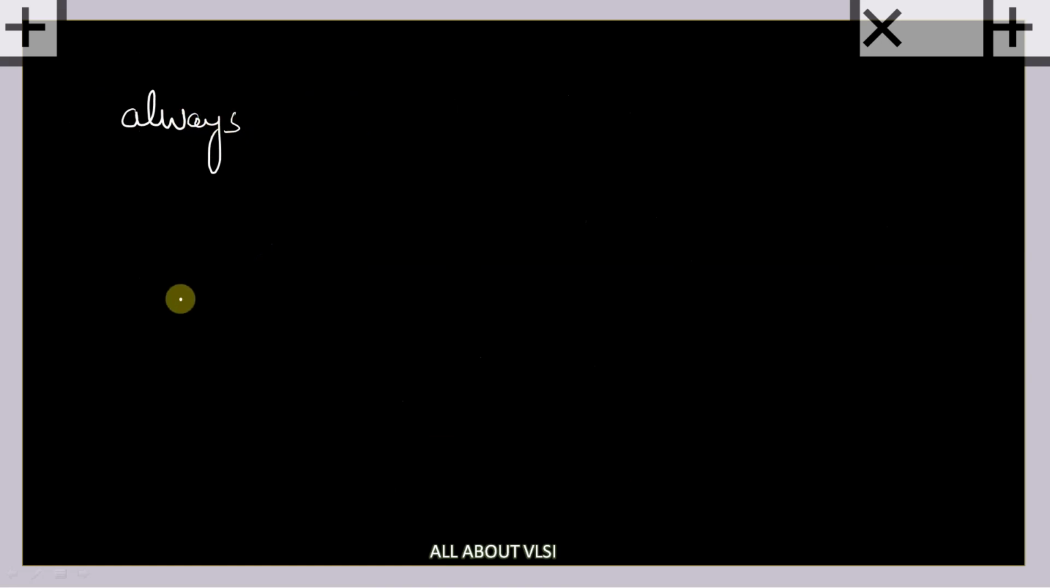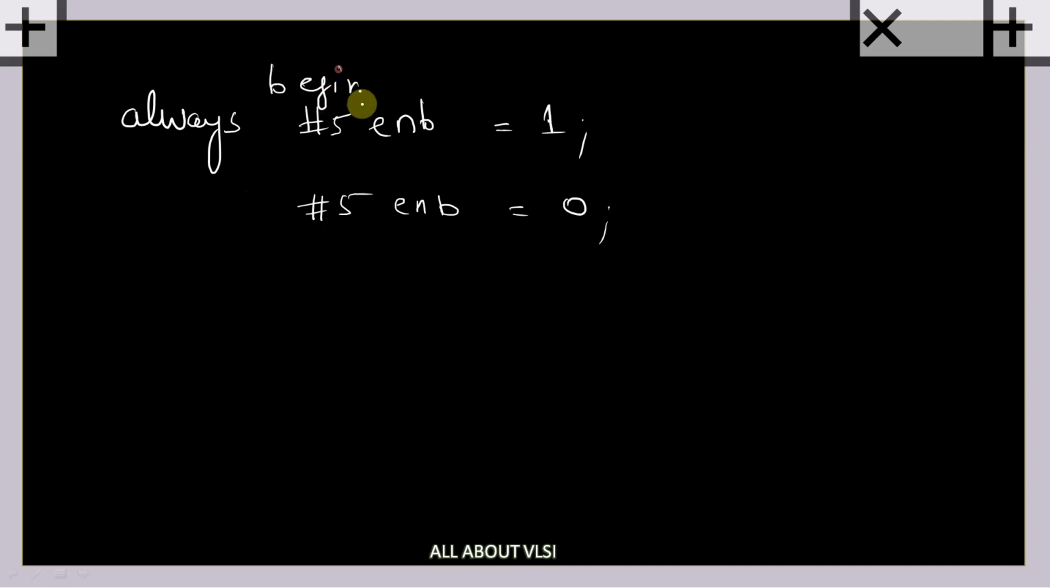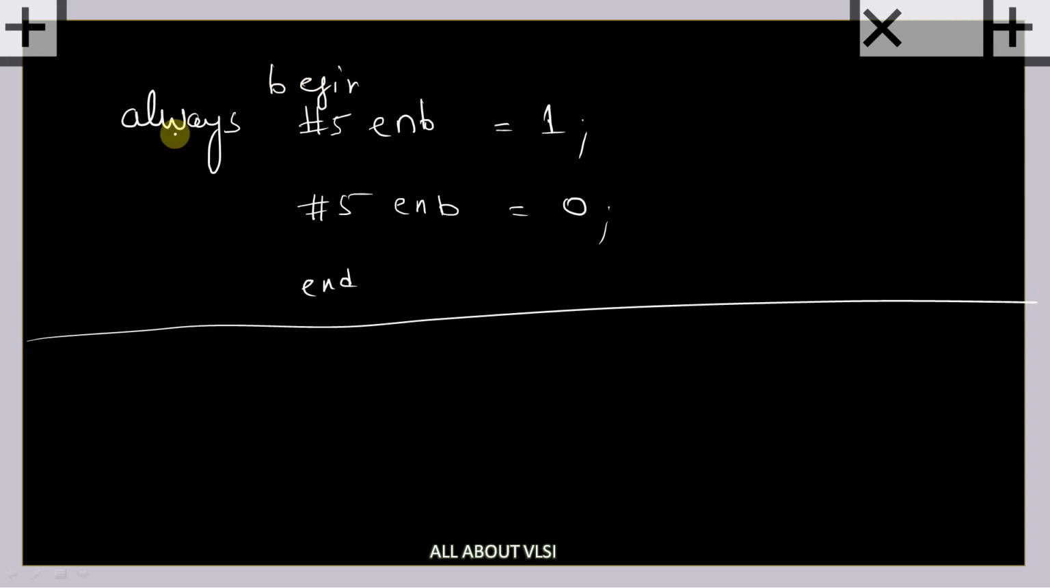Initially, your enable signal is equal to 0. After 5 time units, your enable signal should be equal to 1, and after 5 time units your enable signal should be equal to 0. Always begin and end. This is one way of generating your enable signal pulse. Always begin. Initially your enable signal will be equal to 0. After 5 time units your enable signal will be equal to 1, and after 5 time units your enable signal will be equal to 0, and again after 5 time units your enable signal will be equal to 1.